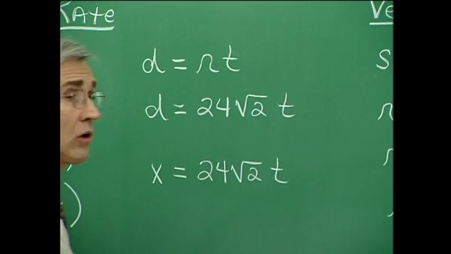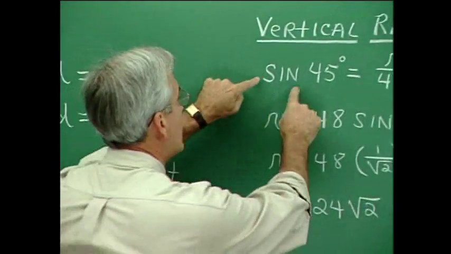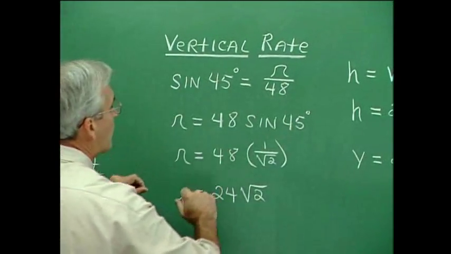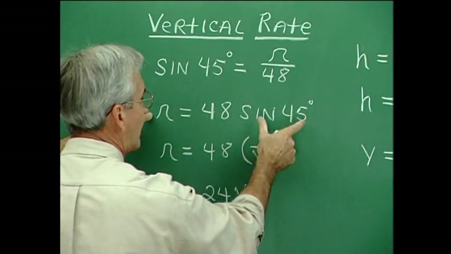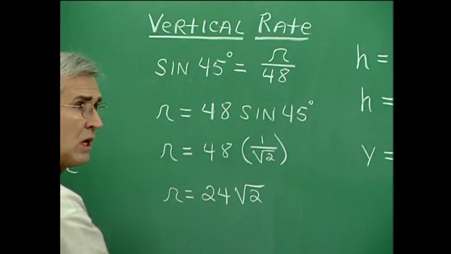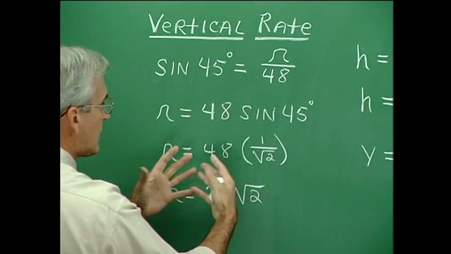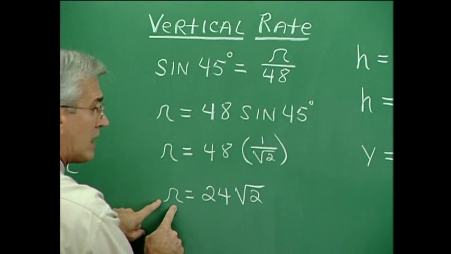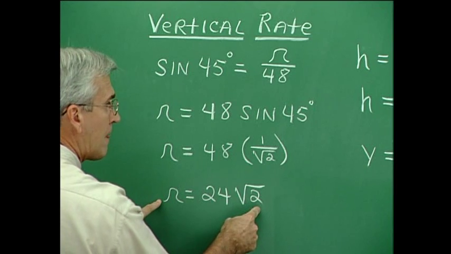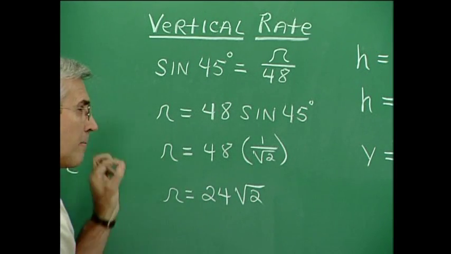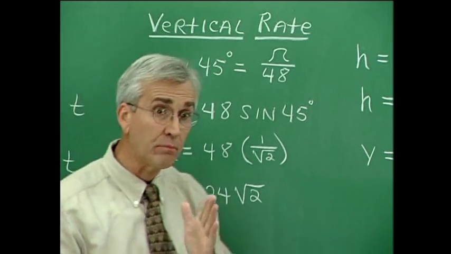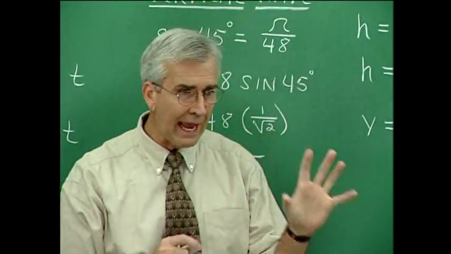Now consider vertical rate. Vertical rate is sine 45 degrees, which is r over 48. So r then is 48 sine 45 degrees. Sine of 45 degrees is also 1 over root 2. We get the same rationalization, the same cancellation. The rate then is 24 root 2. So now this is a vertical rate at the moment that this object is propelled on that angle at that certain velocity.